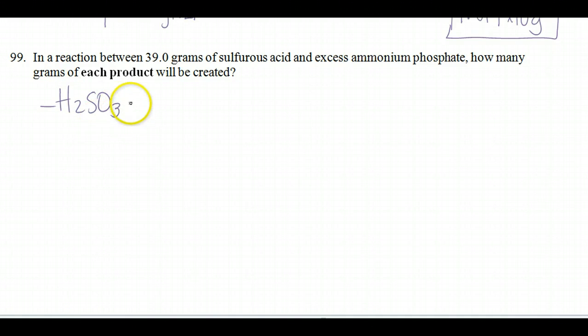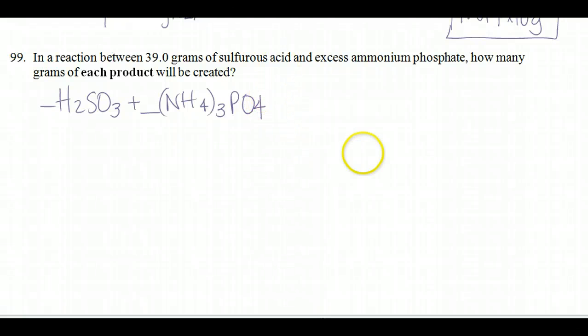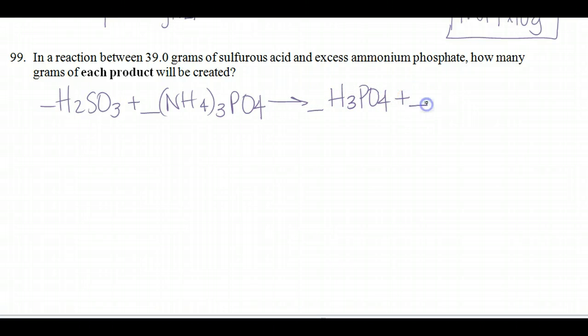Remember, sulfurous came from sulfite. Ammonium is +1, phosphate is -3. So I'm going to need 3 of those to balance that out. Okay, and then we've got a double replacement reaction here. So I'm going to end up with phosphoric acid and the ammonium sulfite.